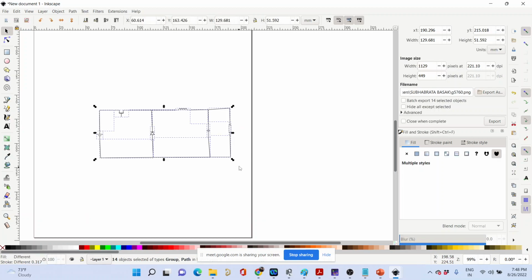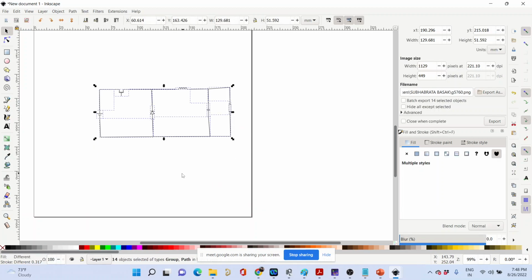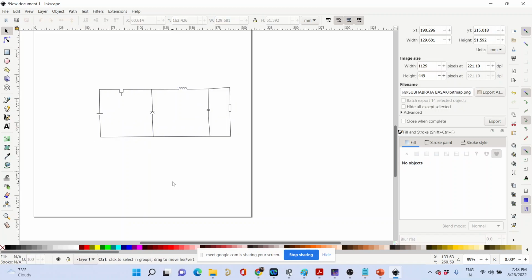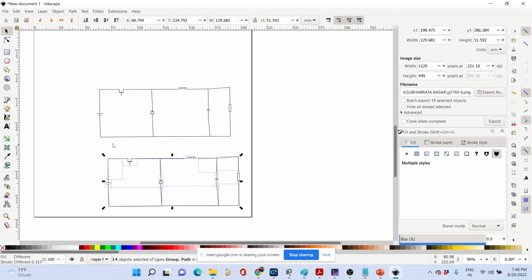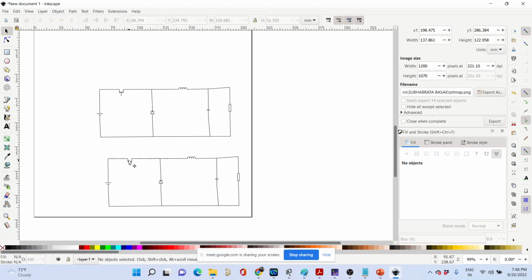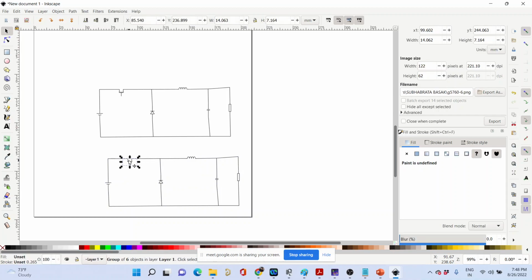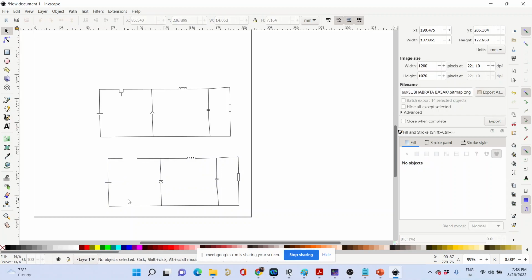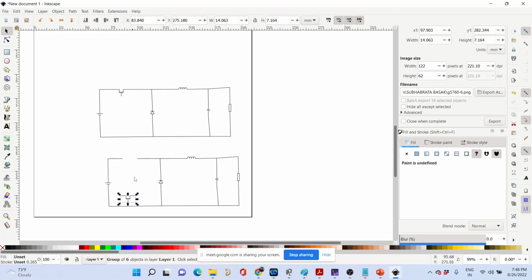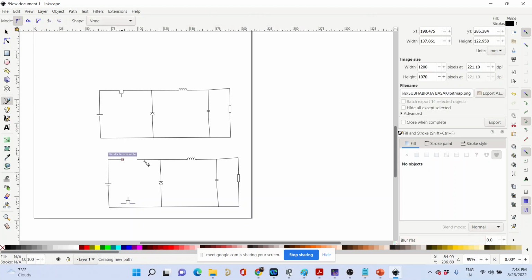Next I have to find the IB value. IB will be VB by ZB. Here, ZB is given as 20 at angle 60 degrees. So IB will be 100 at angle minus 120 by ZB equal to 20 at angle 60. Therefore, IB will be 5 at angle minus 60.